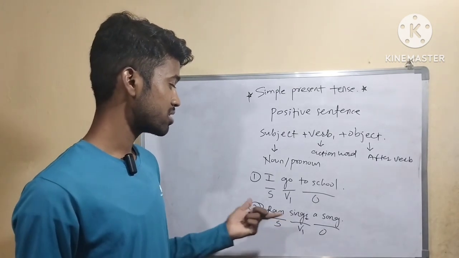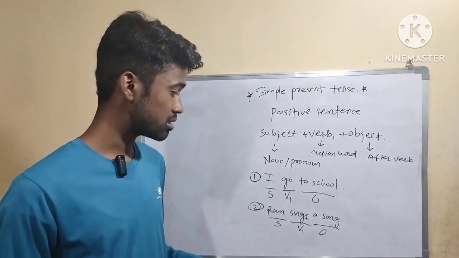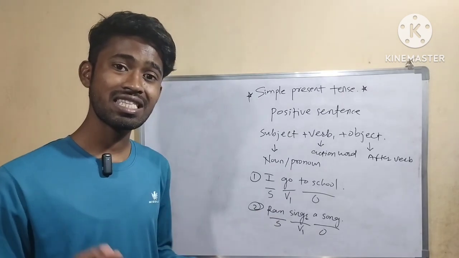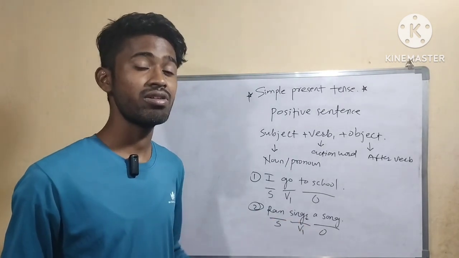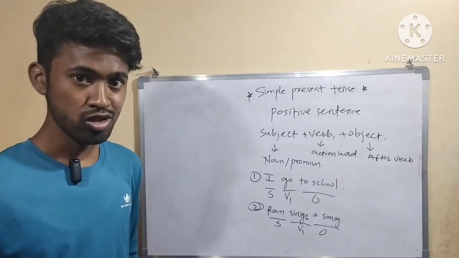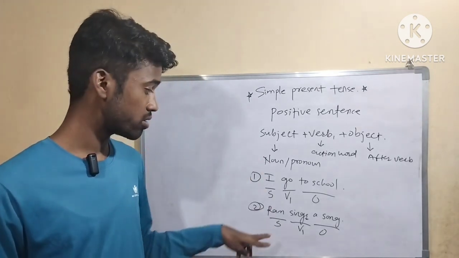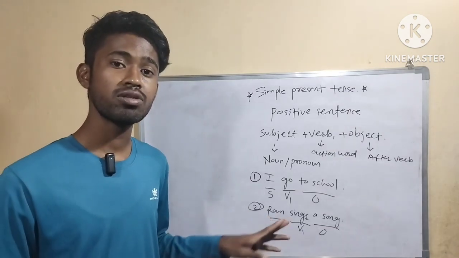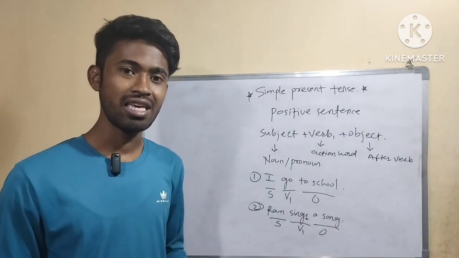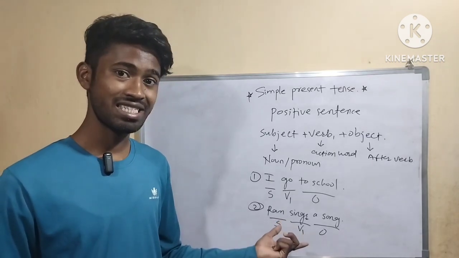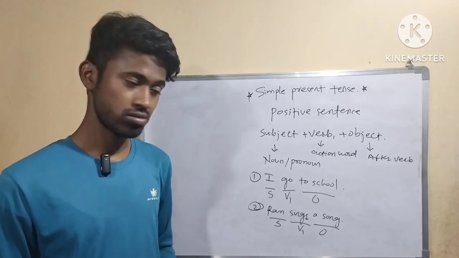So for third person singular in simple present tense, only in simple present tense, if the subject is third person singular, we add s or es after the verb. So I will repeat one more time. In simple present tense, whenever the subject is a third person singular, after the verb we add s or es. Then only it is a right sentence. If you are not adding s here, it is wrong.